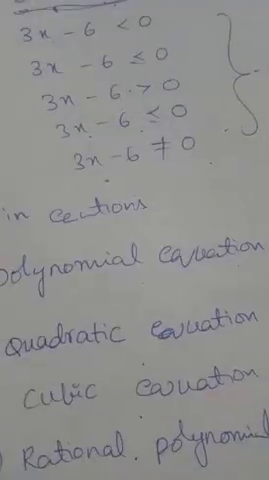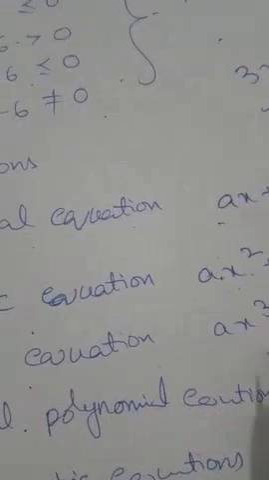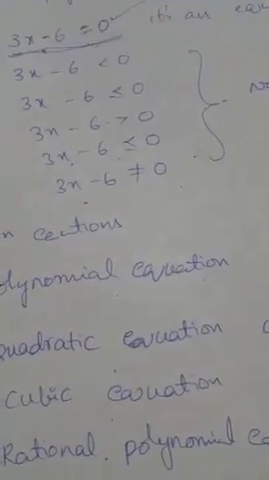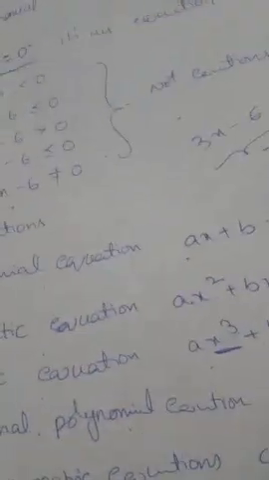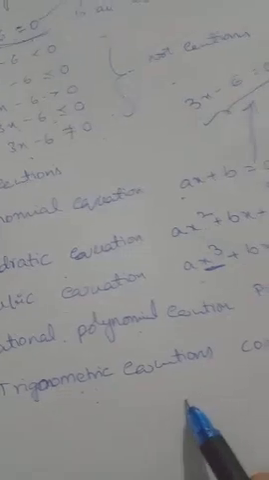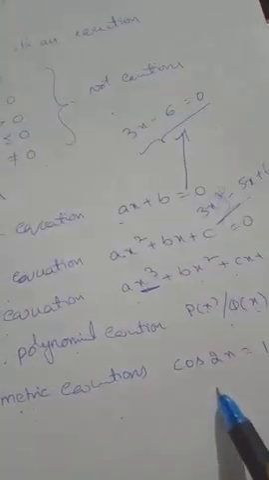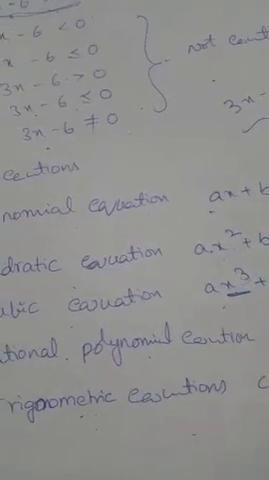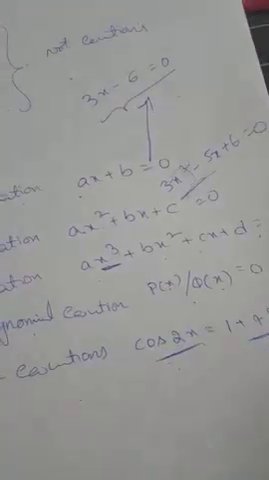Like that, a cubic equation. In a cubic equation, the variable is x cubed: ax cubed plus bx square plus cx plus d is equal to 0. The rational polynomial equation should be in the form of p of x by q of x is equal to 0. A trigonometrical equation is in the form of cos 2x is equal to 1 plus 4 sin x. Likewise, if two statements are separated with an equal sign, then it is called an equation. Likewise, the equations are classified.